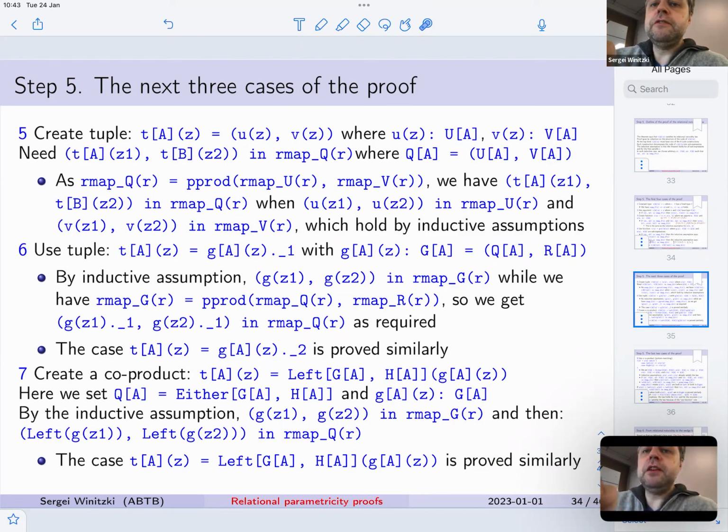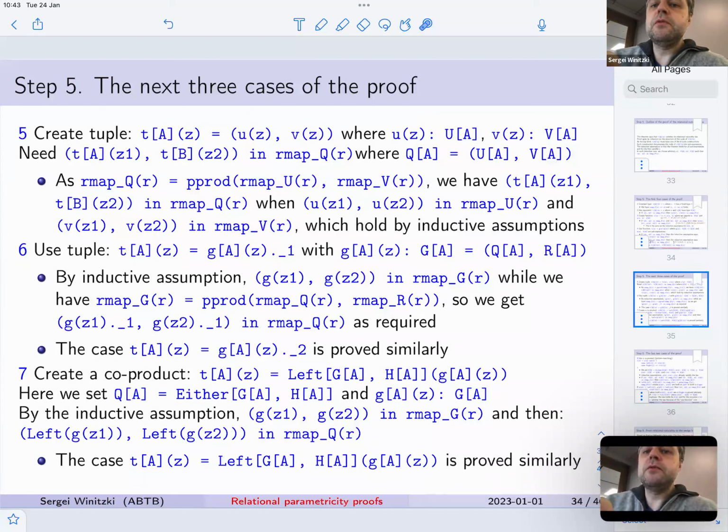By definition of lifting, the lifting of 2Q is a pair product of these two. And so if we write out what that means, the two values of t are in this relation when the two u's are in this relation and the two v's are in that relation. But that holds by inductive assumptions. The inductive assumptions are that u and v already satisfy the law. So when z1 and z2 are in that relation, then this holds and this holds. So these are inductive assumptions, and this is directly translated into what we need to prove.